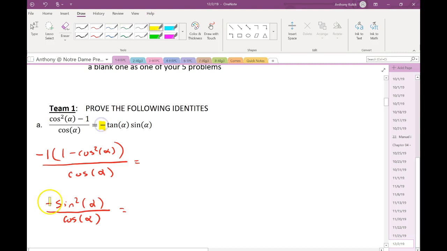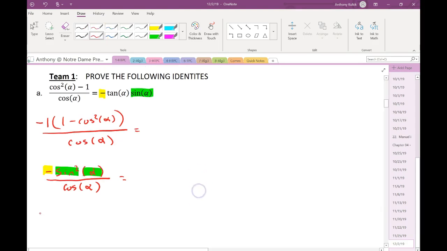So we have the negative, right? And we have a sine. Well, we actually have two sines, right? Because we have a sine squared. So what if we go ahead and rewrite this as this, so that I can get that sine squared part separated from everything else? That's okay to do, right?